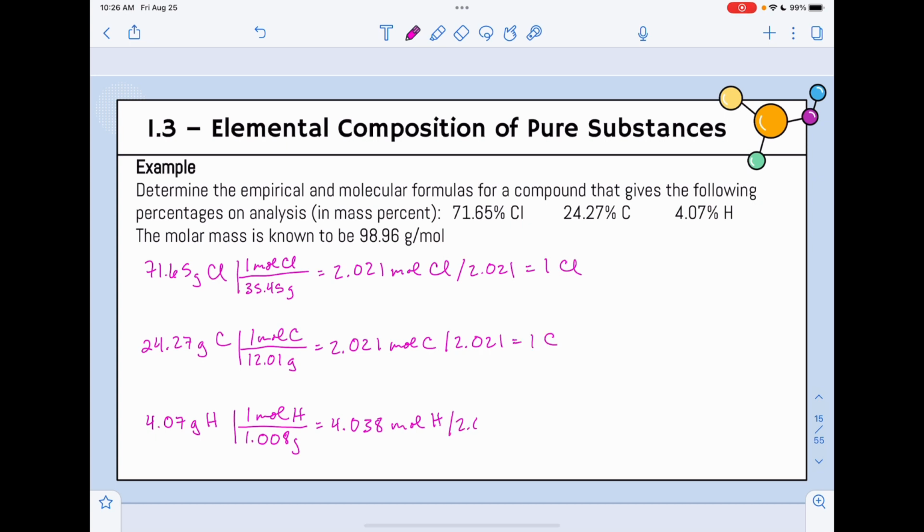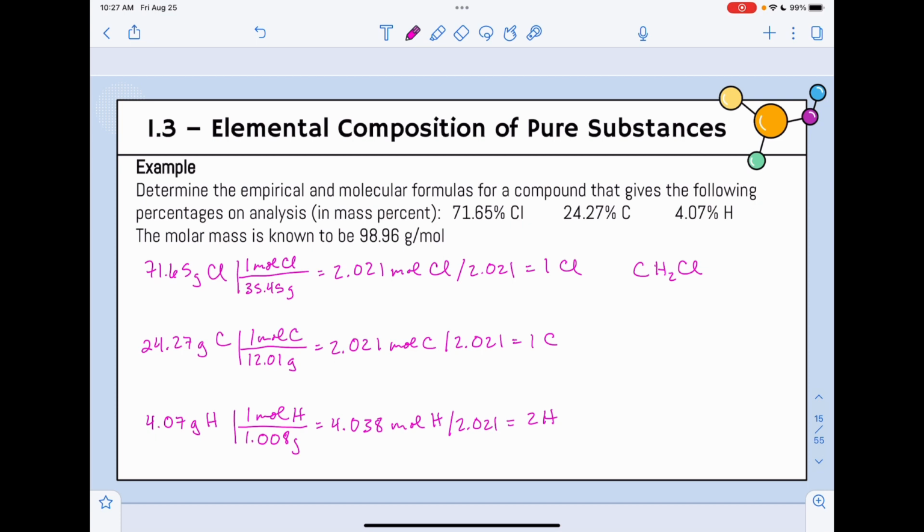And then divide by the lowest, which is going to come out to be 2. Because 4.038 divided by 2.021 gets me 1.998, which, since I need whole numbers, is 2. Okay, so my empirical formula is this lowest whole number ratio. So we've got 1 carbon, 2 hydrogens, 1 chlorine.